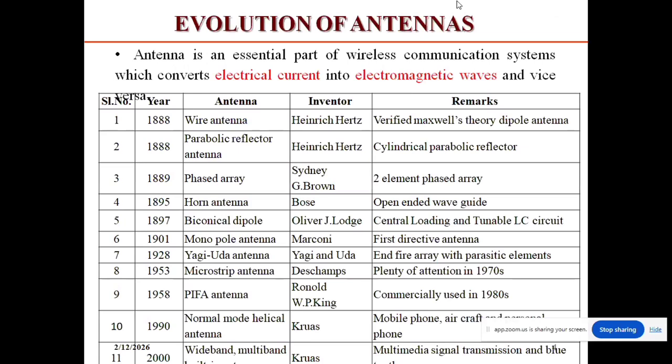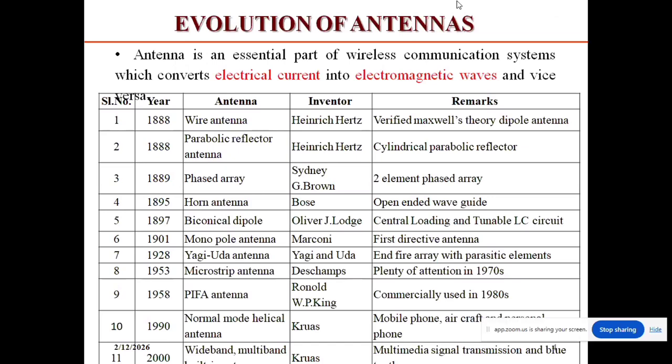This is the evolution history of antenna. The wire antenna was invented by Heinrich Hertz. The unit of frequency, Hertz, is named after him because of his invention. He was the first person to verify Maxwell's theory by using a dipole antenna. He also invented the parabolic reflector antenna in 1888.